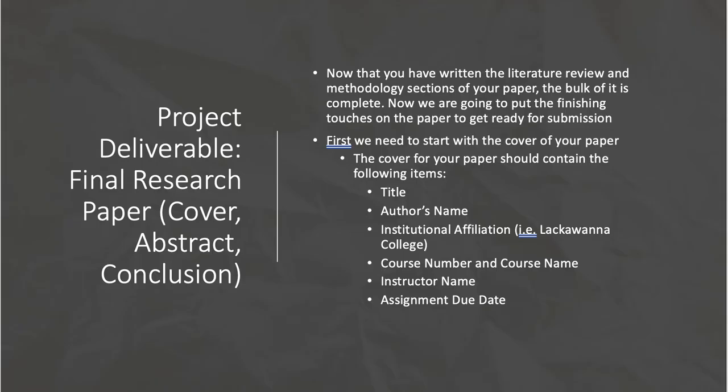So now that you wrote your literature review and your methodology sections of your paper, the bulk of everything you've done is complete. Now we're going to put the finishing touches on the paper and get ready for submission. So first, we need to start with the cover page. So some of you actually already have a cover page, and that's great. If you don't, you need to insert one. And here's what you're going to insert.